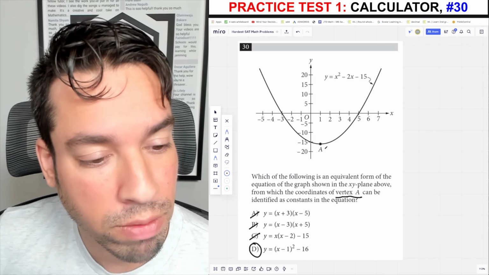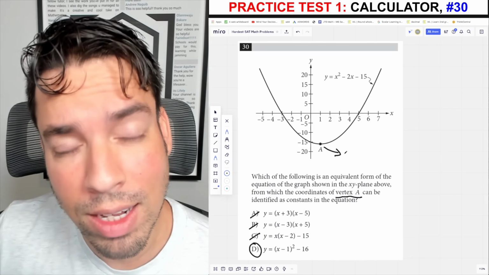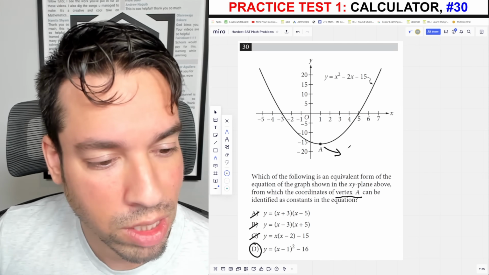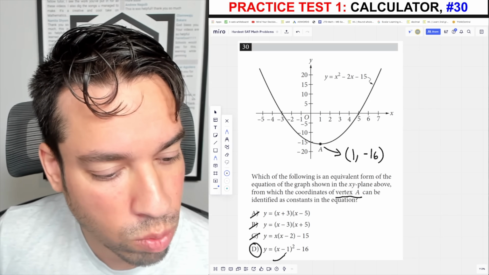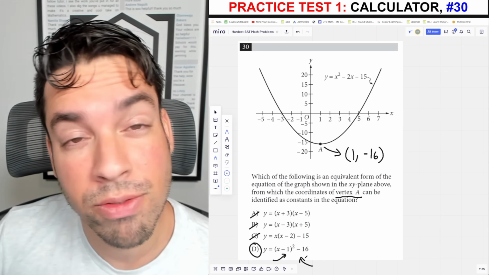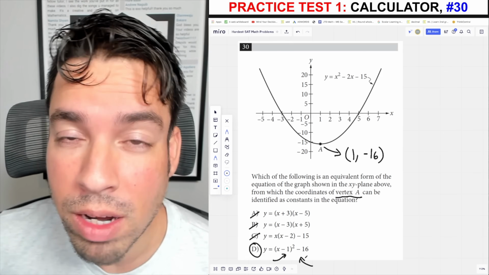Now, if you look at the vertex, you can see, even if you don't exactly remember what vertex form is, that the vertex looks to be like 1, -16. And I see a 1, and I see a -16. So that's further verification that we definitely know we're right, and we're done.